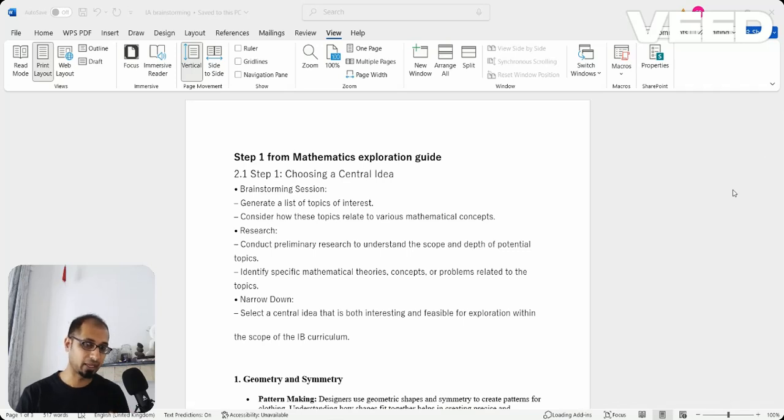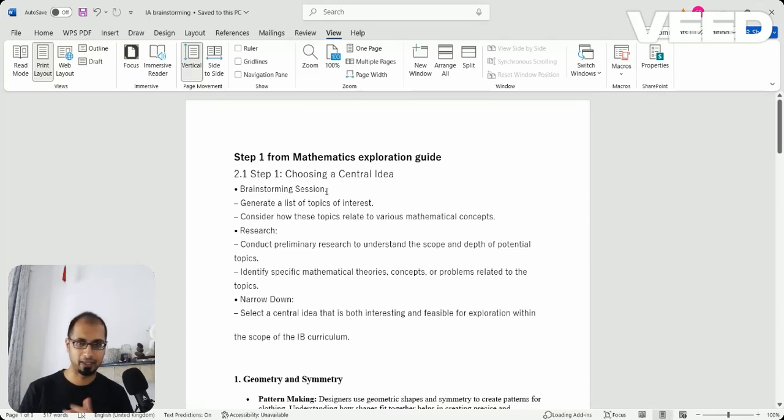I've written down a couple of bullet points of the discussion I had with her, and I'm just going to open that document. What you see on the screen right now is step one from the math exploration guide. The title is Choosing a Central Idea, and it starts with a brainstorming session where you generate a list of topics of interest. That's the first thing you do.